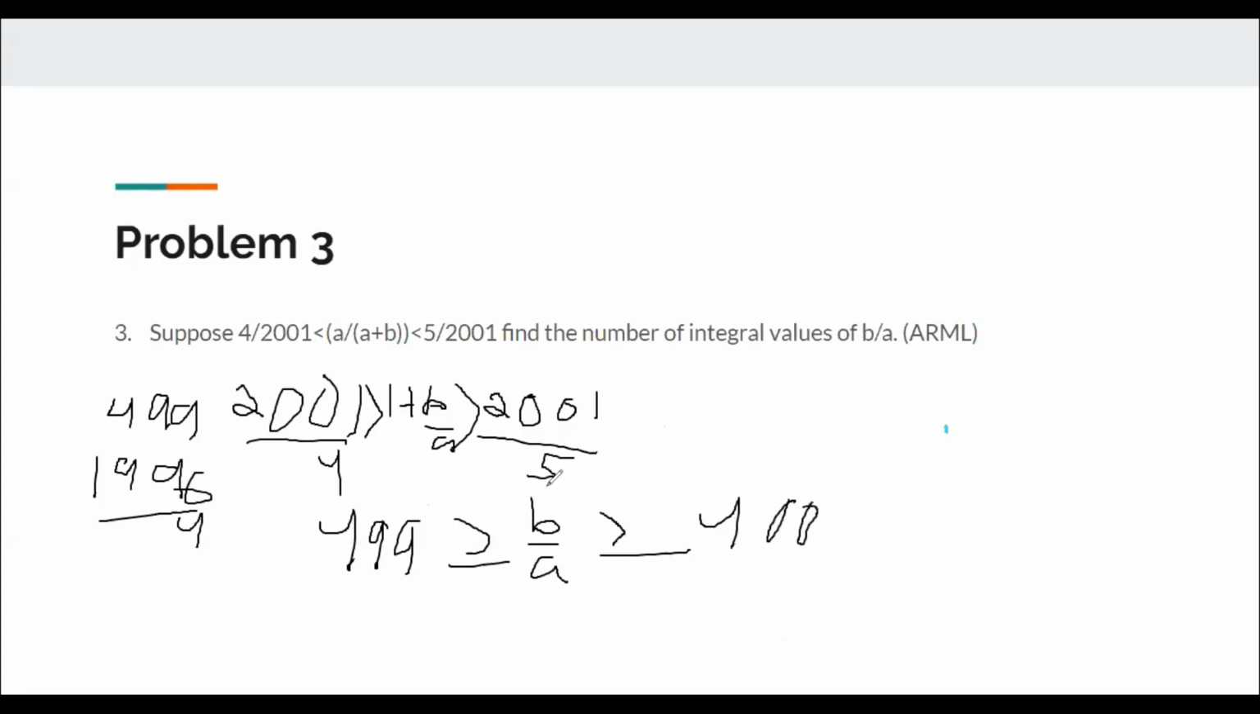Okay, so now we can use this. So b over a is less than or equal to 499 and greater than or equal to 400. So our choices are 400 all the way to 499. And since we're including both values, you're going to get 100 values that work. So our answer is 100.